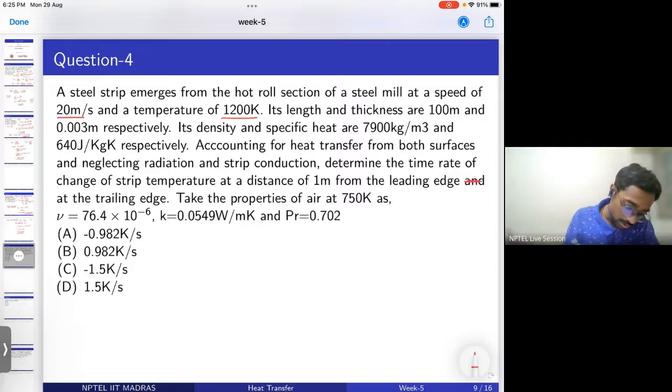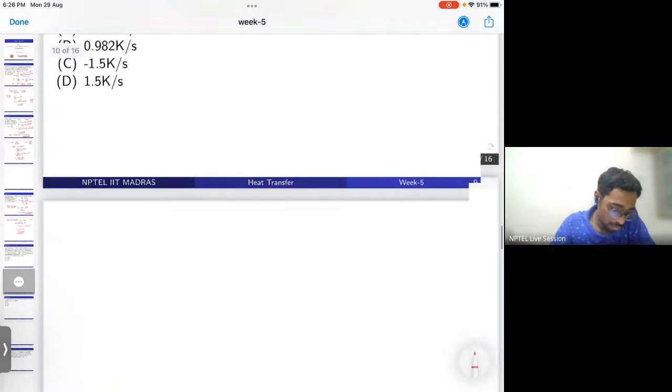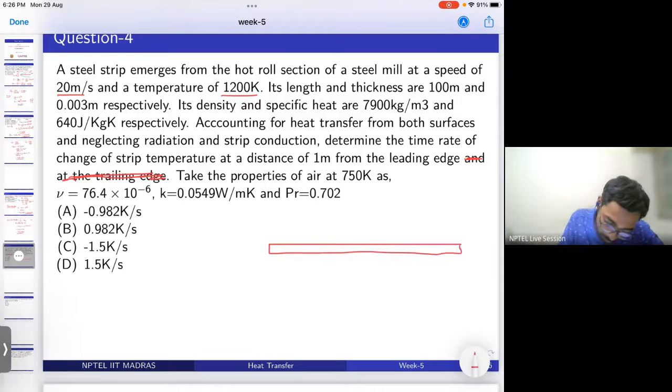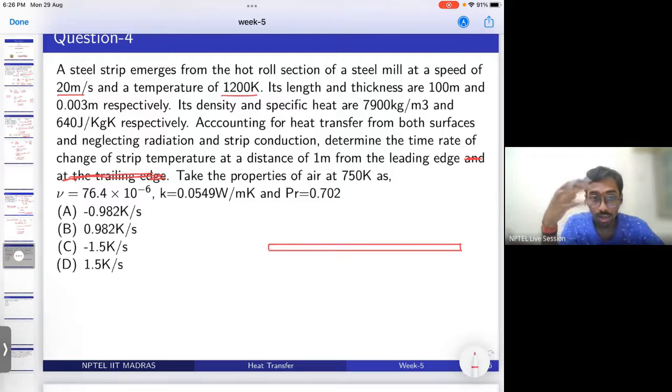So you can consider this as cutting at a distance of 1 meter from the leading edge. So that is the question. Okay, so we have a hot strip. So this is the steel rod, coming out from rolling rollers.